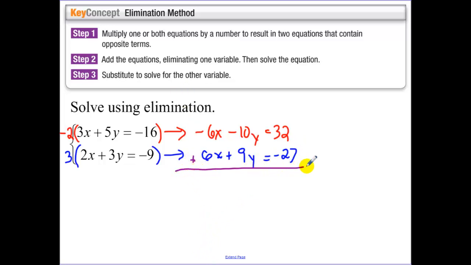When you add the equations, one variable should go away, which it does. We have negative y equals a positive 5, so therefore y is going to equal negative 5. Now we give our answer in a coordinate form.